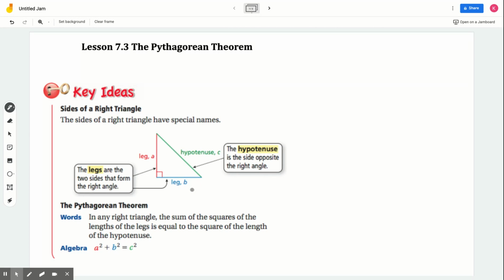Now we see that the legs are labeled A and B. Those are interchangeable. It doesn't matter which leg is A and which leg is B, as long as the hypotenuse is labeled as side C.